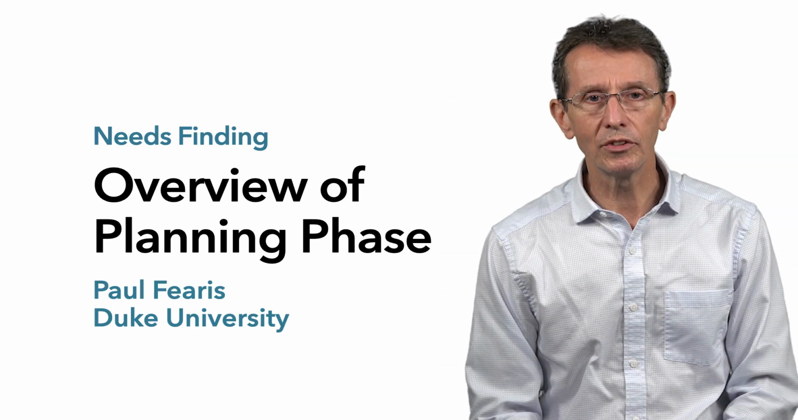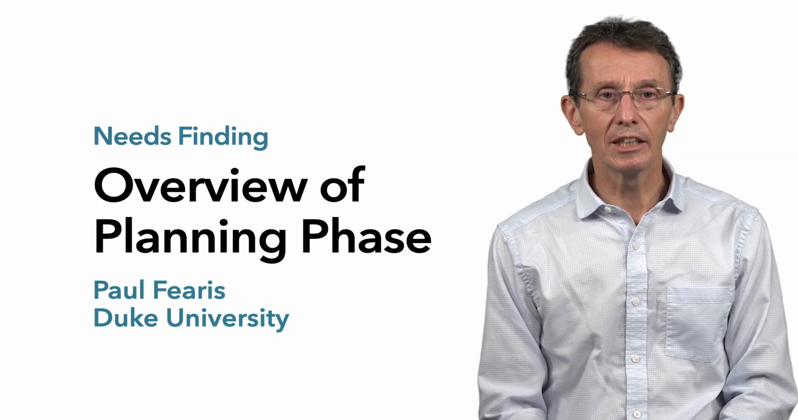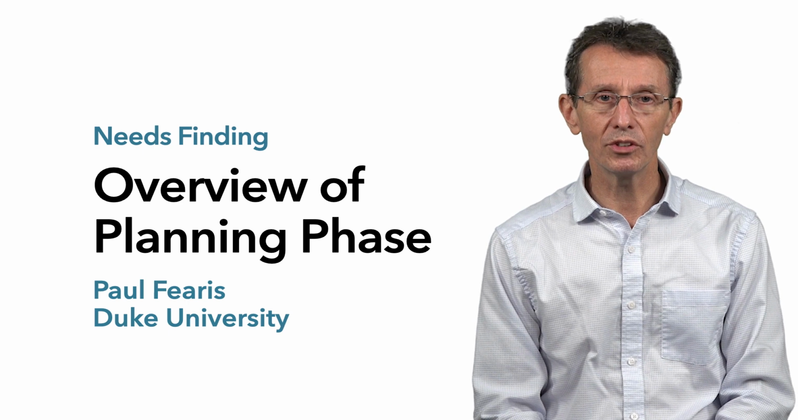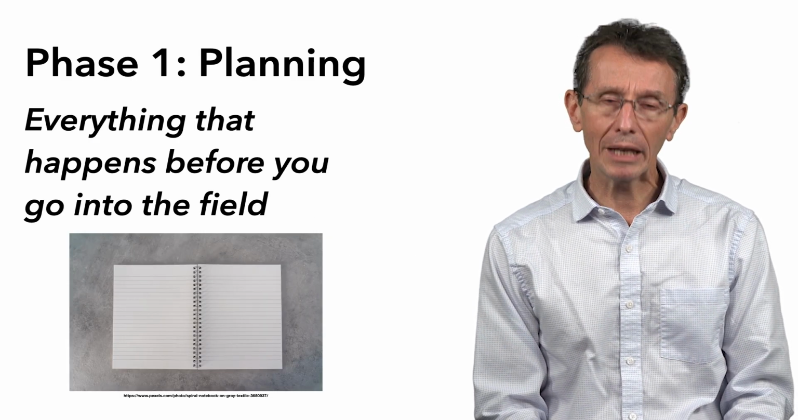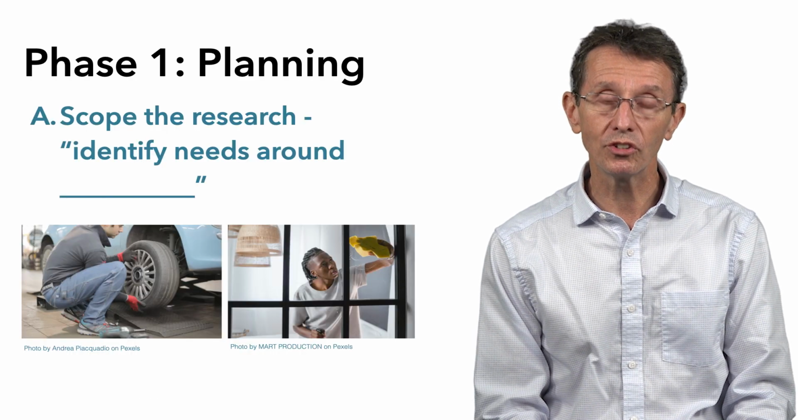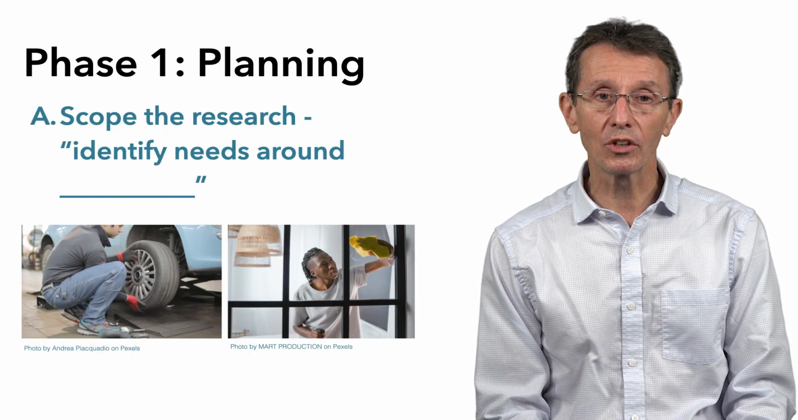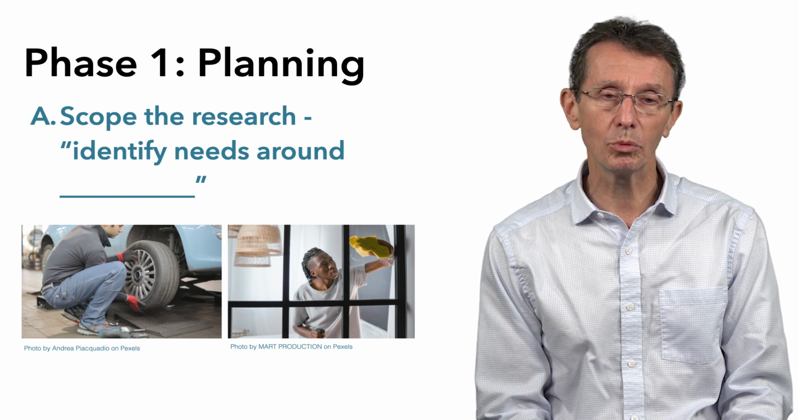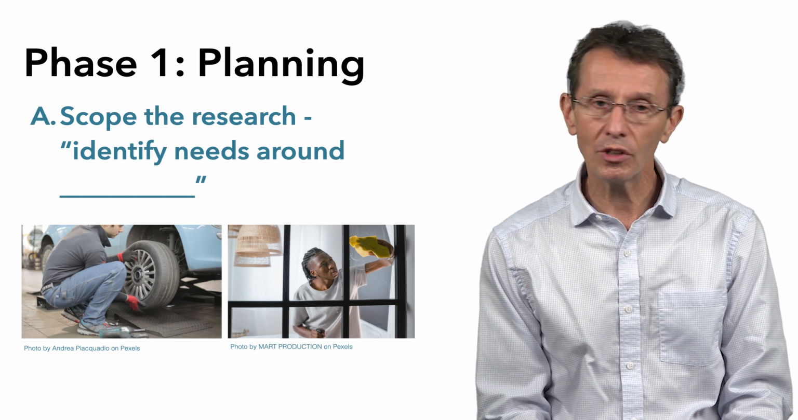So welcome to the next video in the series around needs finding and specifically observational market research. So digging a little bit further into planning, before we go out into the field, it's important to scope the research. If we just walked out and started looking at everything, it would be like drinking from a fire hose. We would have far too much input, far too many needs.